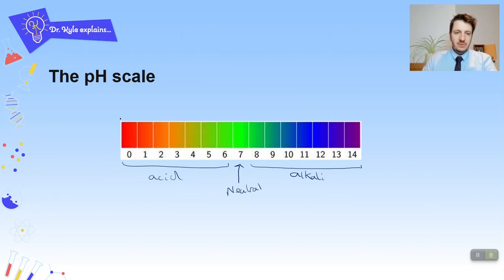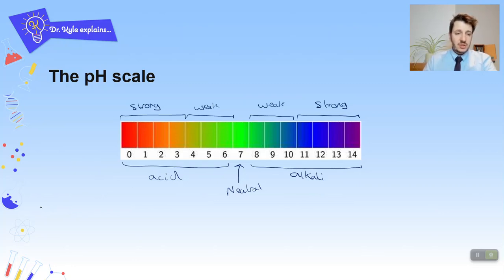And then from about 0 to around about 3 is a strong acid, so that's lots of hydrogen ions. And then from about 4 to 6 is a weak acid. And then from about 8 to around about 10 is a weak alkali. And then from 11 to 14 is a strong alkali. Now, for your GCSE, you do need to know all of this and the sections of it.